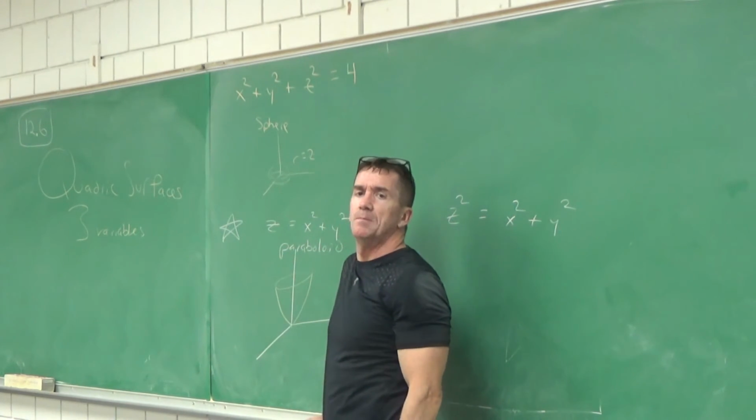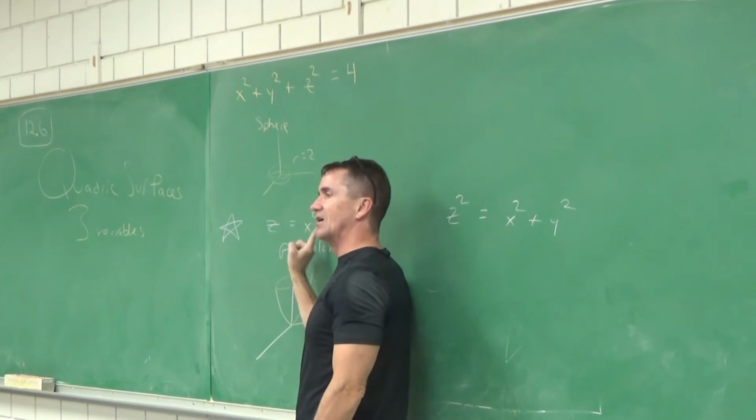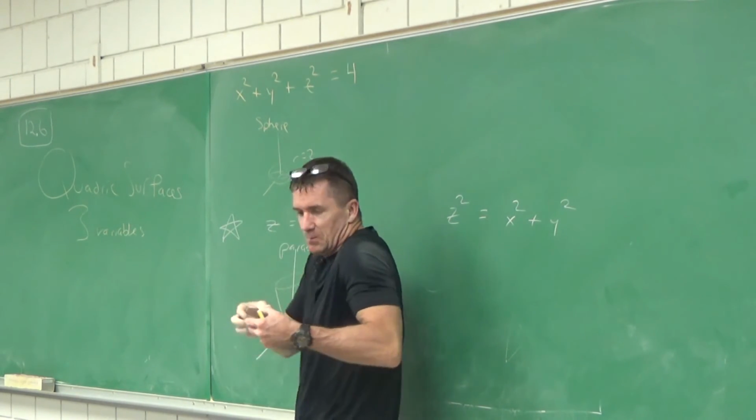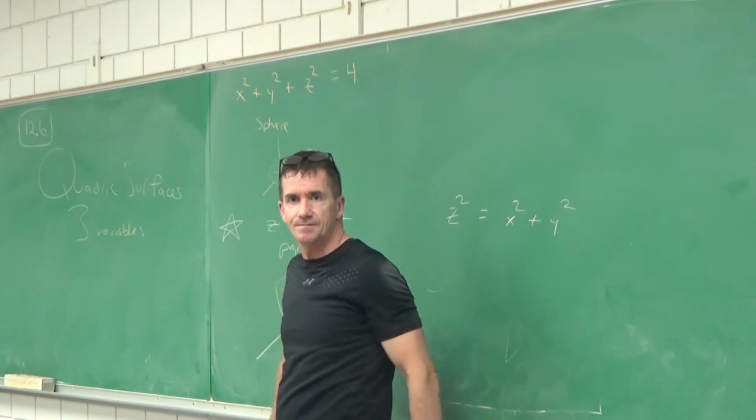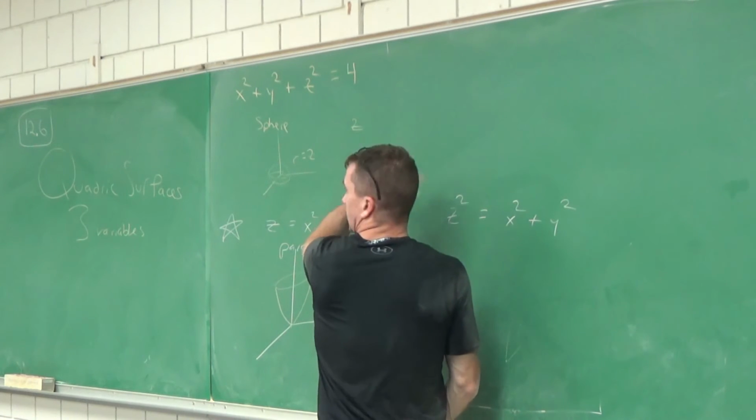Hey, what would make it an elliptic paraboloid? Elliptic, if it had like a 4 here and a 1 there, or a 9 there and a 1 there, then it would be more like an elliptic paraboloid.